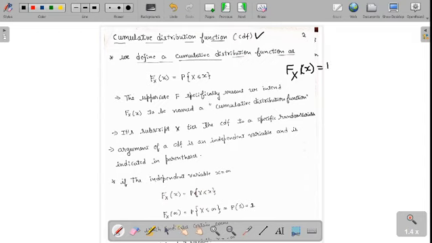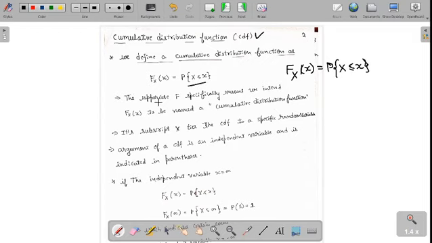So F of x is equal to the probability of X, that is the random variable X, less than or equal to small letter x. Less than or equal to small letter x. So this is the definition for cumulative distributive function. The same thing is being explained over here.